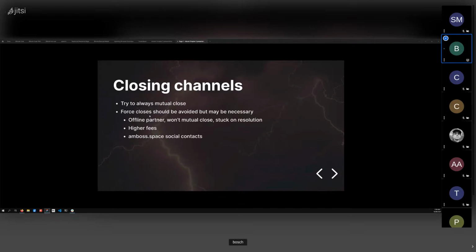I know with amboss.space now, you can register on the website and register your Lightning Network node and actually include social links. So that way, say you have a channel with someone and they go offline for an extended period of time, you can see if they're registered on Amboss, get their Twitter handle, and pop them a message and say, hey, your Lightning node's been off for a long time. I want to close a channel with you. Can you log back on so we can mutually close this instead of force closing it?